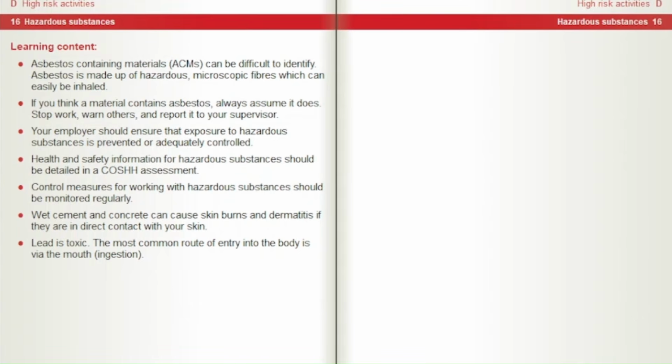Your employer should ensure that exposure to hazardous substances is prevented or adequately controlled. Health and safety information for hazardous substances should be detailed in a COSHH assessment. Control measures for working with hazardous substances should be monitored regularly. Wet cement and concrete can cause skin burns and dermatitis if they are in direct contact with your skin. Lead is toxic. The most common route of entry into the body is via the mouth, ingestion.